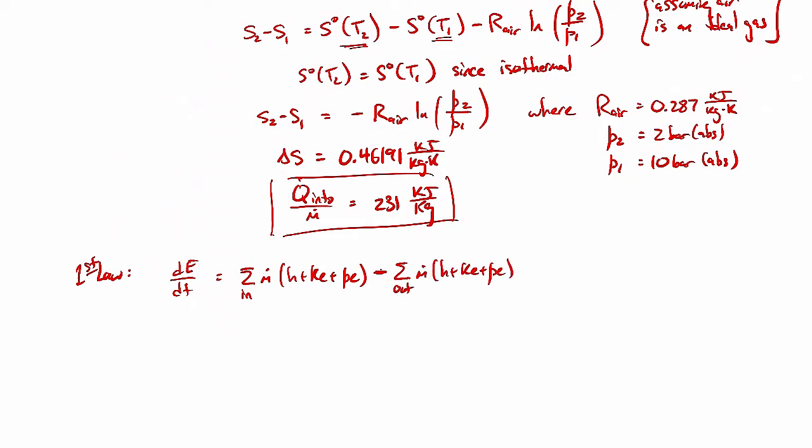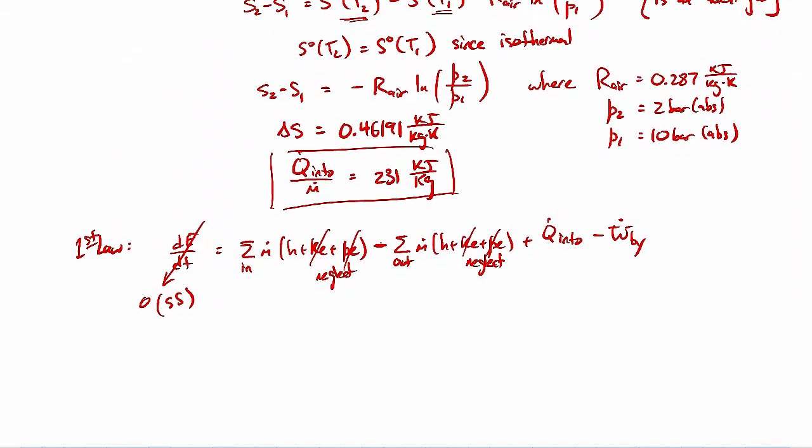Okay, so we now have our first law expression. Again, the time rate of change term is 0 because it's steady state. The total energy within our control volume does not change with time. We're going to neglect kinetic and potential energy effects. We're not told anything specific about them in the problem statement, but typically those are small in comparison to the other terms in the equation. And we've already said something about the mass flow rates: we know that m dot in is equal to m dot out.